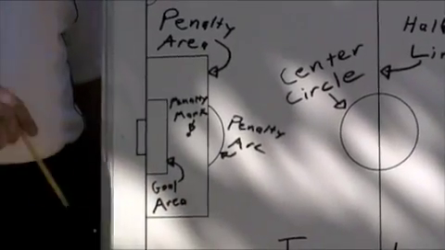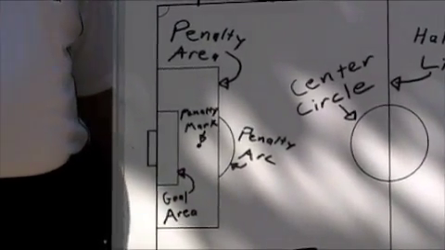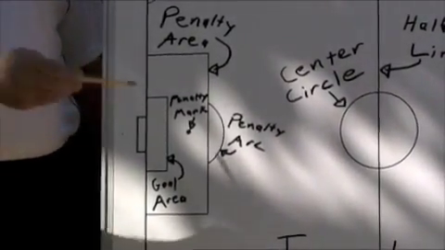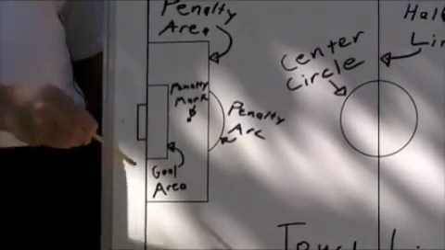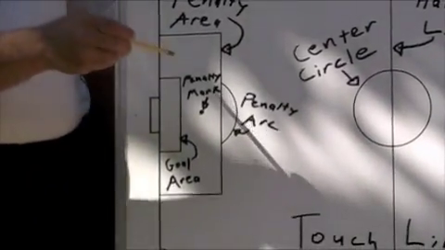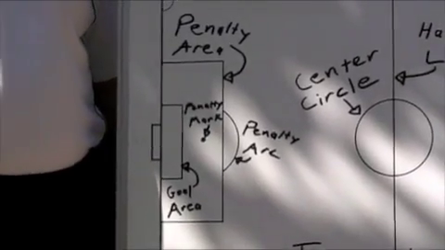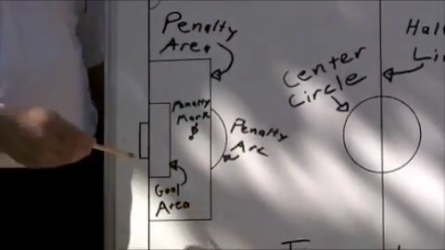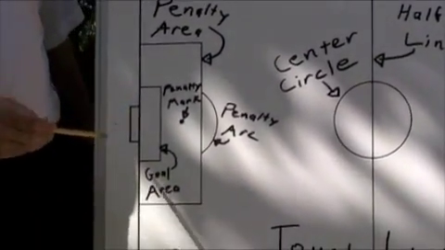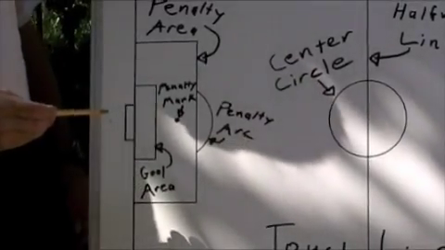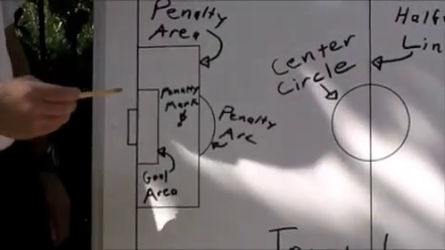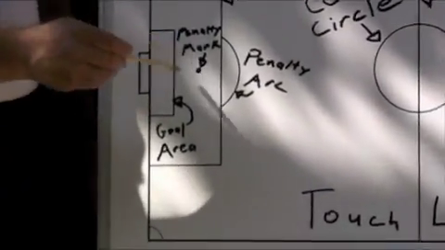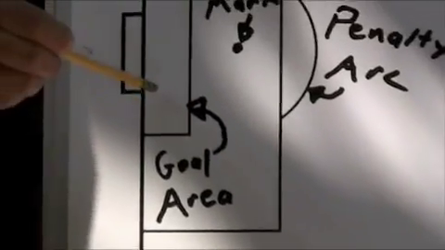We'll talk about fouls later, but if a penal foul occurs in the penalty area, then there's a penalty kick. That's the restart. So that's the penalty area. And within the penalty area, there's a couple of things. There is the goal area. That's the goal area.